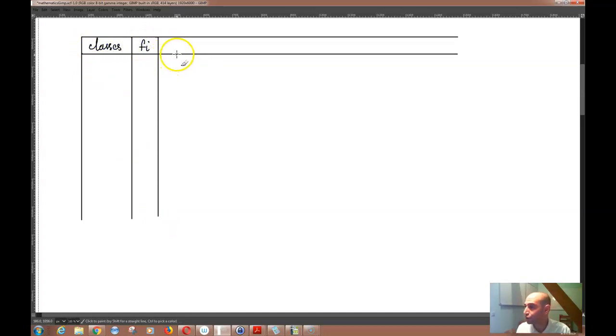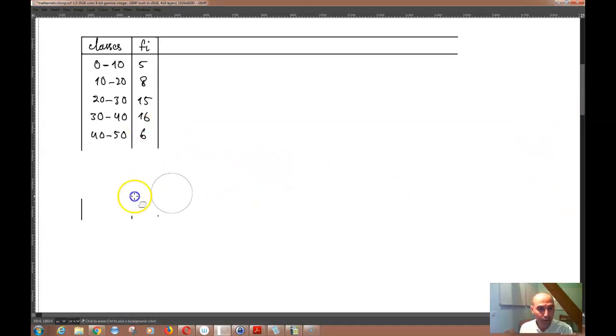You have 0 to 10, 10 to 20, 20 to 30, 30 to 40, 40 to 50, and the frequencies are 5, 8, 15, 16, and 6. So you want to calculate mean and standard deviation.